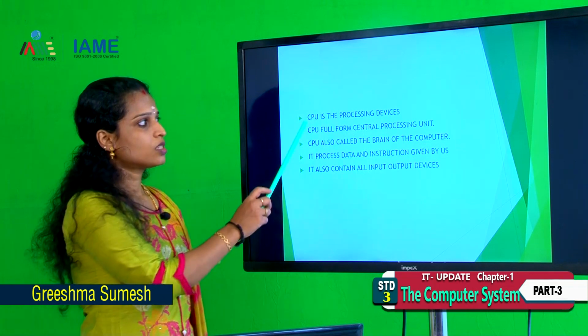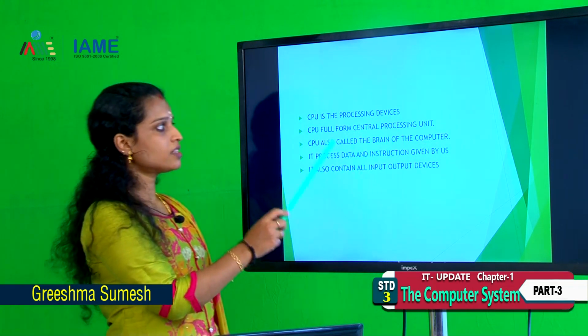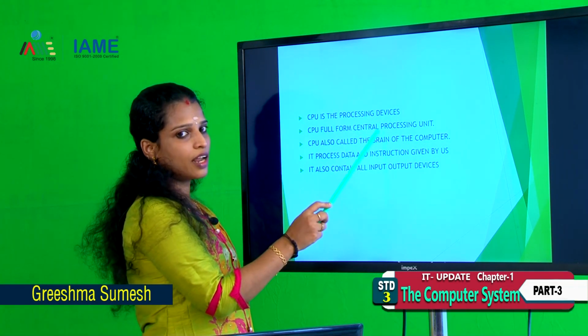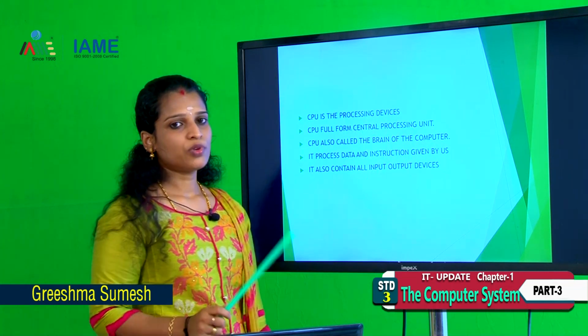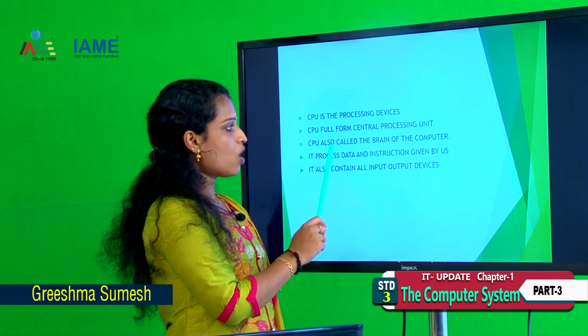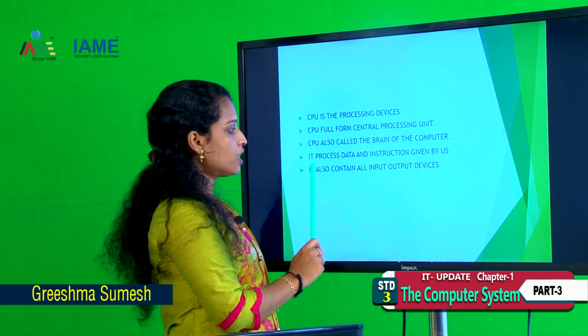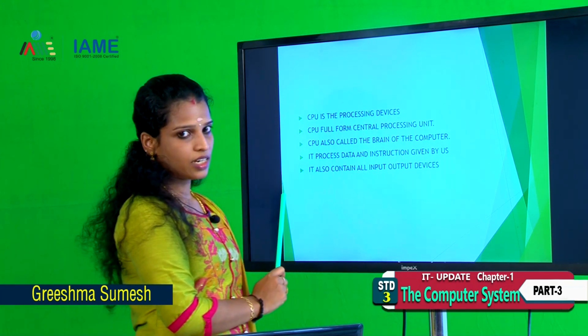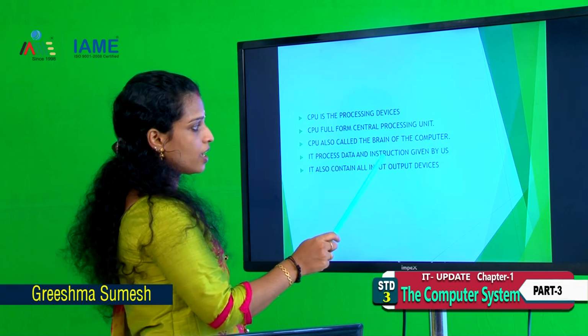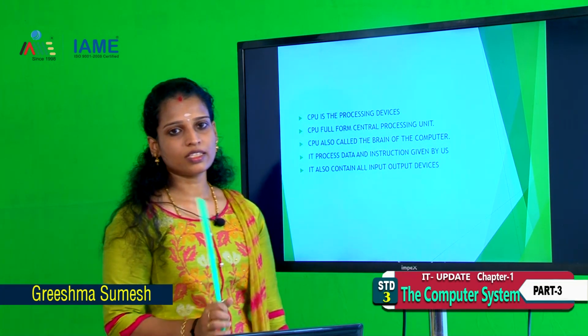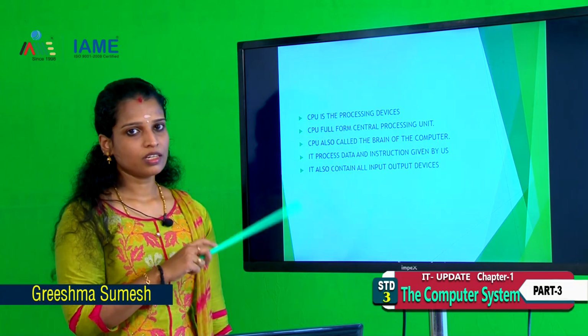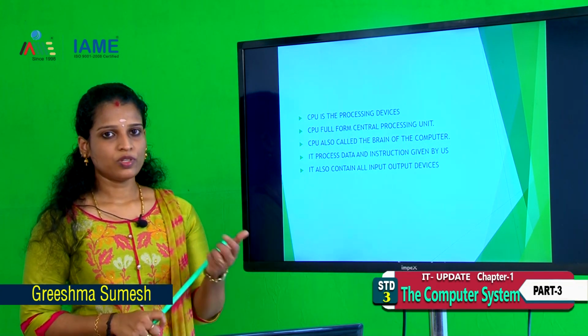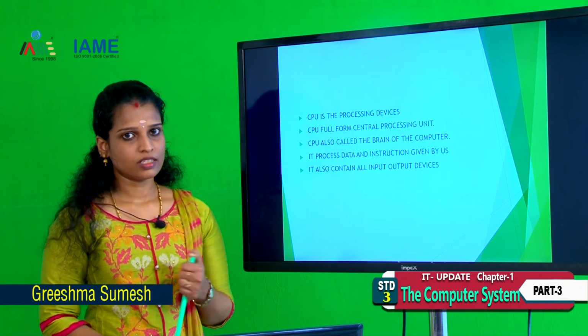CPU is the processing device. CPU full form, central processing unit. CPU is also called the brain of the computer. It processes data and instructions given by us. It also contains all input output devices. These are the processing devices. CPU is the main processing device.